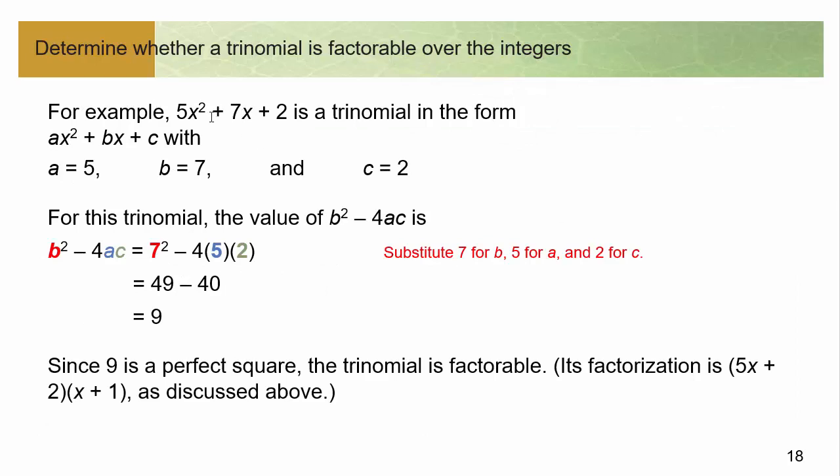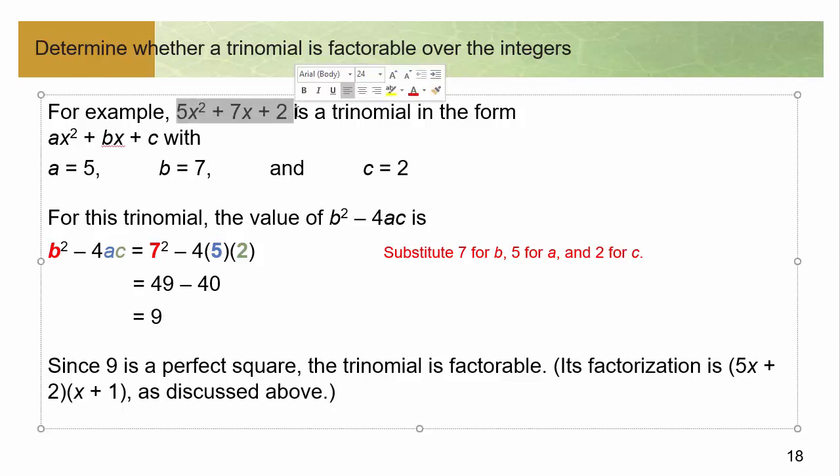So something like this, we know that A is 5, B is 7, C is 2. Plug it into the formula, right? A, B, and C. So 7 squared minus 4 times 5 times 2. 49 minus 40 becomes 9. 9's a perfect square, and we know this will factor with perfect whole numbers. Well, we already saw this example. We know that it factors to 5x plus 2 times x plus 1.